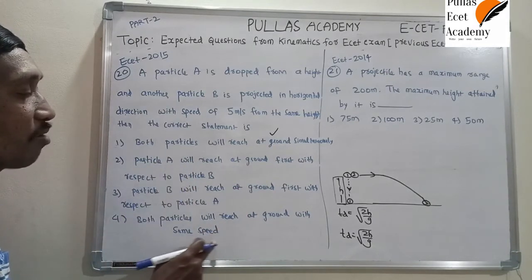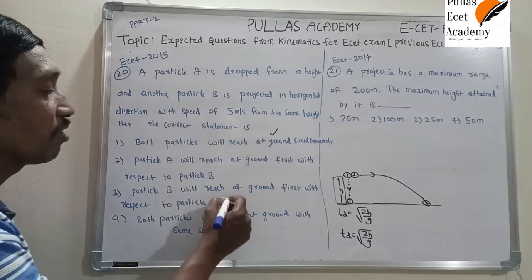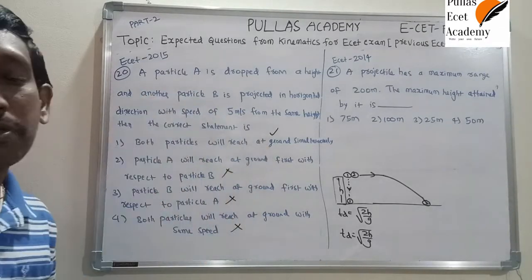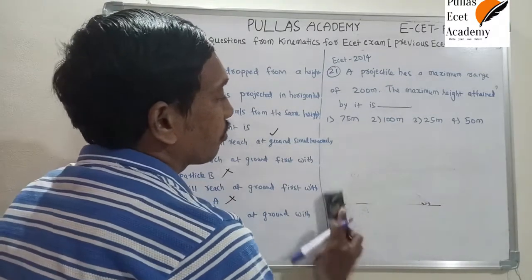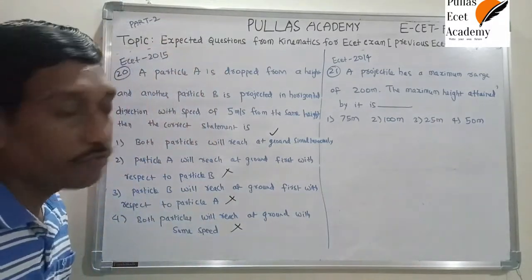The velocity is also not similar. That's why this is wrong, this is wrong, this is wrong. This first option is the correct answer. Next, the next question is repeated in 2014 Ecet paper.